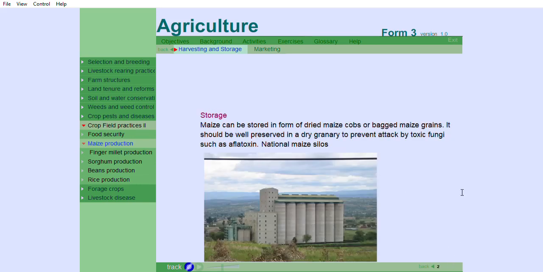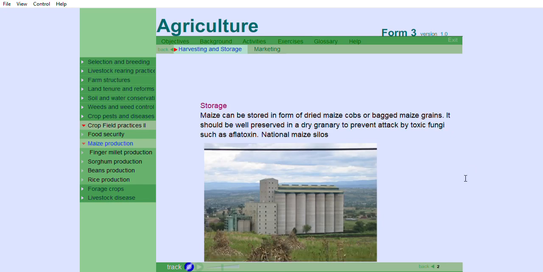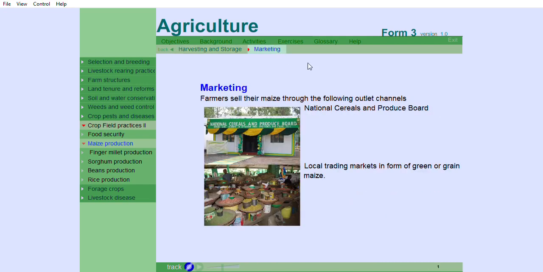Storage. Maize can be stored in form of dried maize cobs or bagged maize grains. It should be well preserved in a dry granary to prevent attack by toxic fungi such as aflatoxin. Marketing. Farmers sell their maize through the following outlet channels: National Cereals and Produce Board, local trading markets in form of green or grain maize.